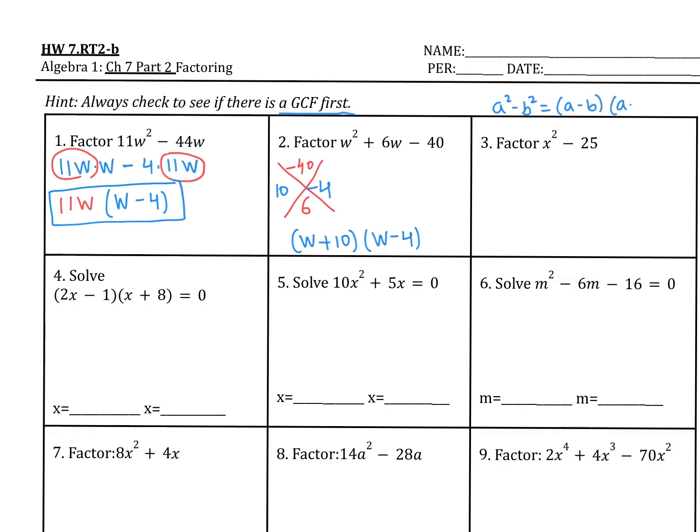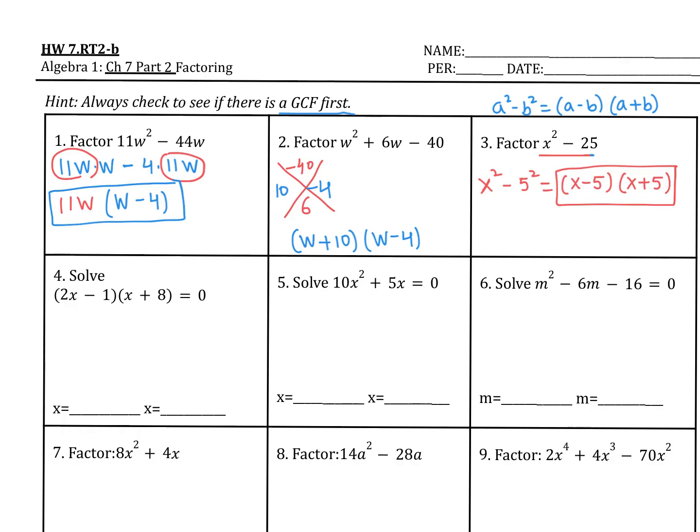For number 3, you're going to compare this to the formula a squared minus b squared equals (a minus b) times (a plus b). So you just have to write 25 as a square of something. You're going to rewrite the same equation as x squared, and instead of 25, you write 5 squared, because 5 squared is still 25. Now this looks like a squared minus b squared. So you're going to write it as (x minus 5)(x plus 5). And that's the factored form of x squared minus 25.